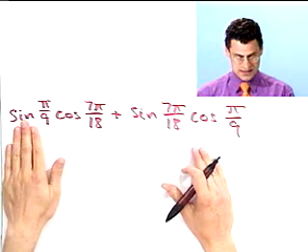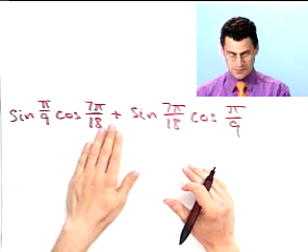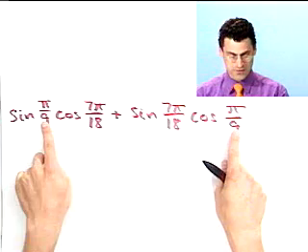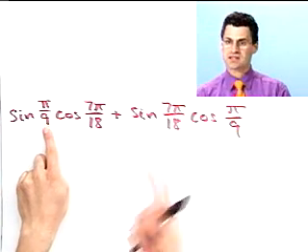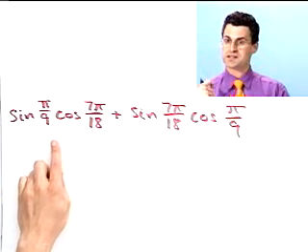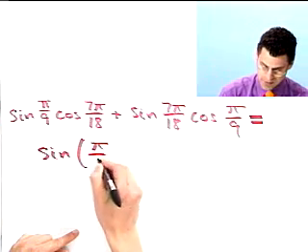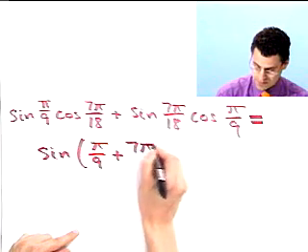But then, in a moment of inspiration, you suddenly look at this and say, hey, wait a minute. I see a sine and then a cosine, plus the sine of the other angle times the cosine of the first angle. That actually looks like the formula for the sine of a sum. So actually, this is the answer to the question, what is the sine of the sum pi over 9 plus 7 pi over 18?